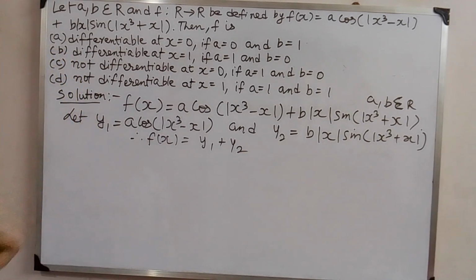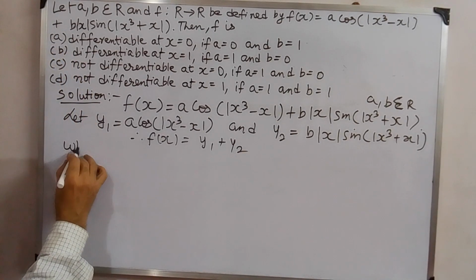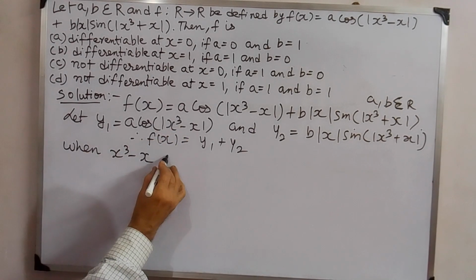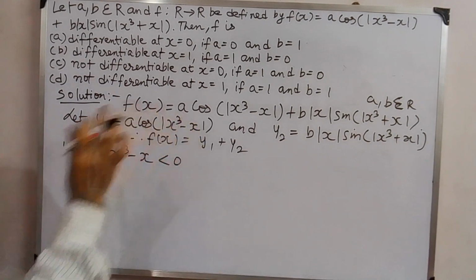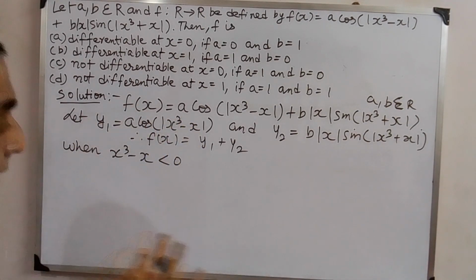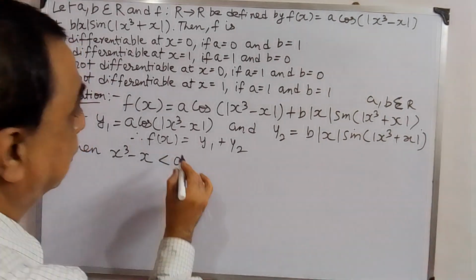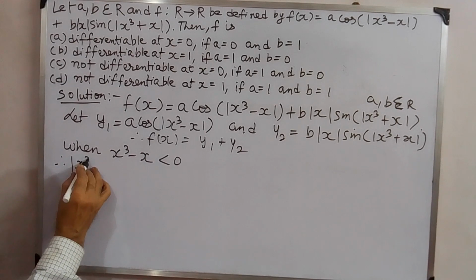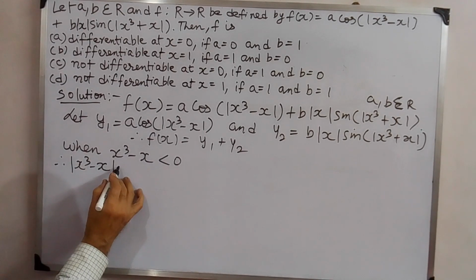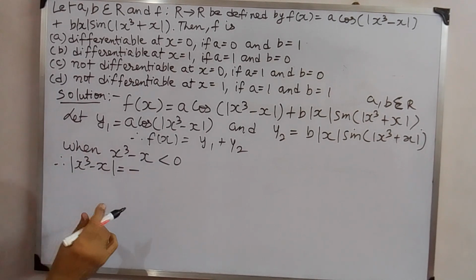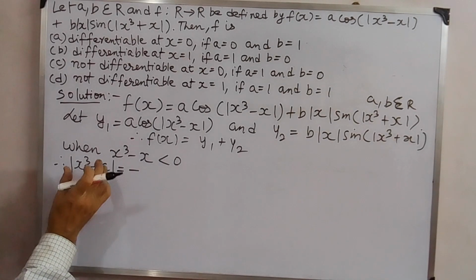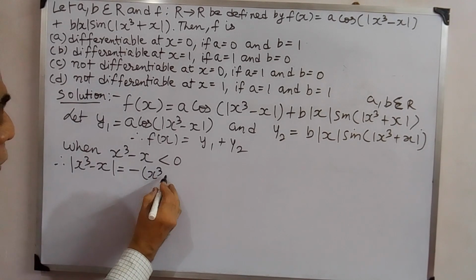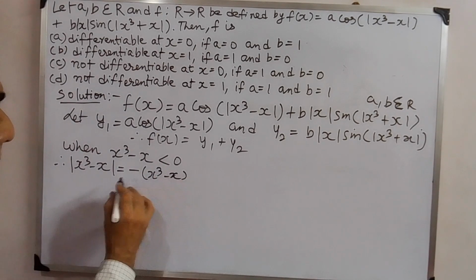Now when x³ minus x is less than 0, that means this value is negative. In that case, what will be the modulus of that? The modulus of x³ minus x will be equal to negative of x³ minus x, because this is a negative number and its modulus is always positive.